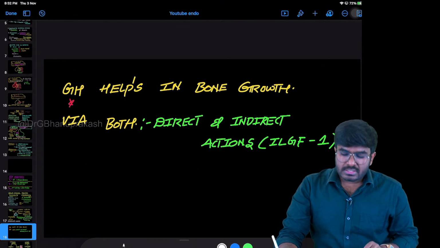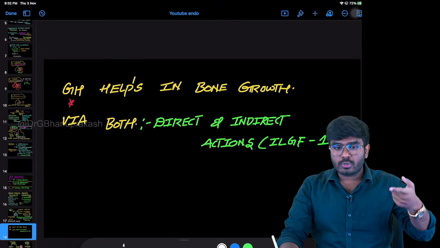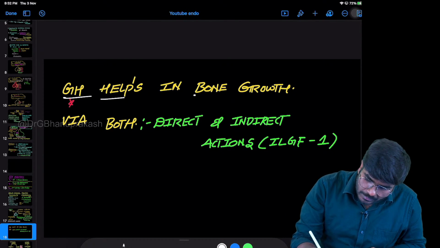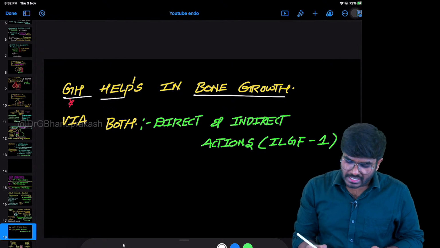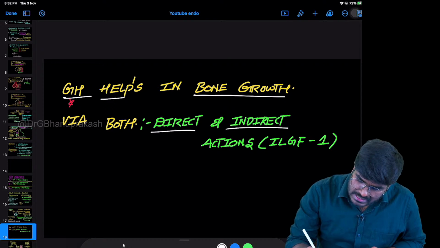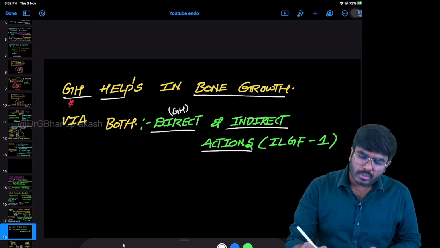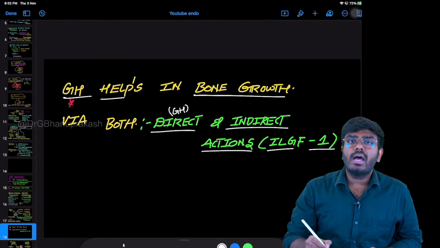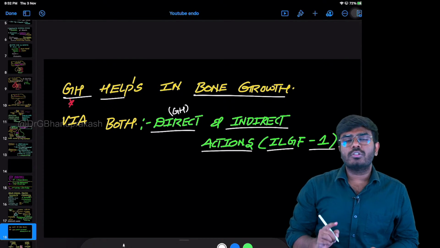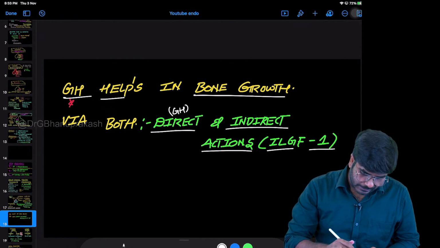This is the reason why I'm repeating so many times. Growth hormone helps in bone growth via direct action or indirect action? Via both the direct as well as indirect actions. Direct action means growth hormone is acting directly on the bone. Indirect action means via insulin-like growth factor 1 or somatomedin C.